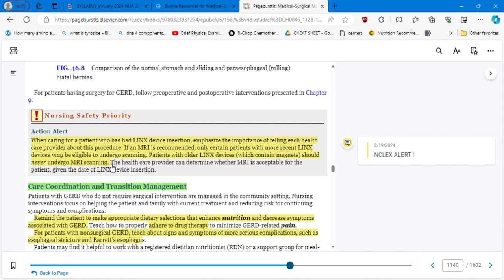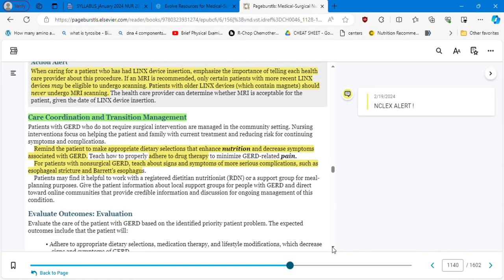So, the LINX devices that are done nowadays are made from materials that are good for MRIs, okay? The LINX devices that were done before, the older ones, have magnets, so they are not good for MRIs. And the patient needs to tell all the providers about this, okay? So that's good to know, NCLEX alert.